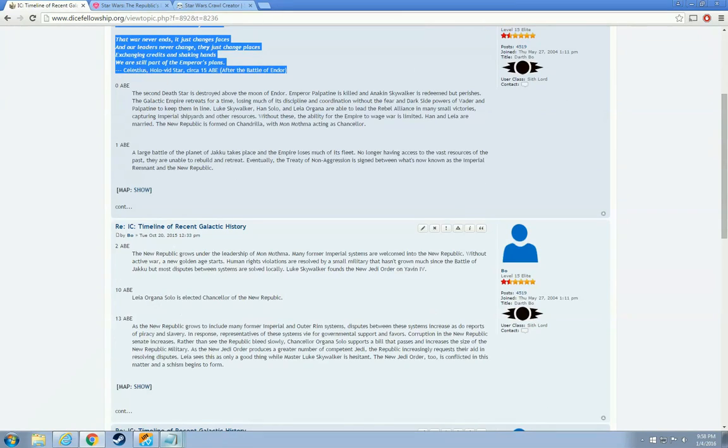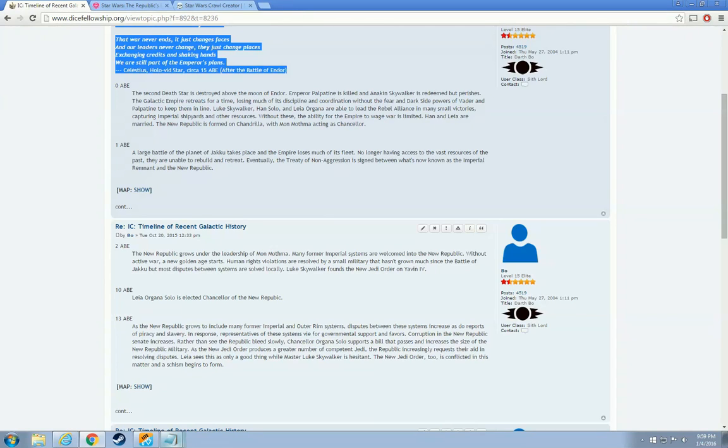So, 0 ABE, after the Battle of Endor. The second Death Star is destroyed above the moon of Endor. Emperor Palpatine is killed and Anakin Skywalker is redeemed but perishes. The Galactic Empire retreats for a time, losing much of its discipline and coordination with the fear of the dark side powers of Vader and Palpatine to keep them in line.